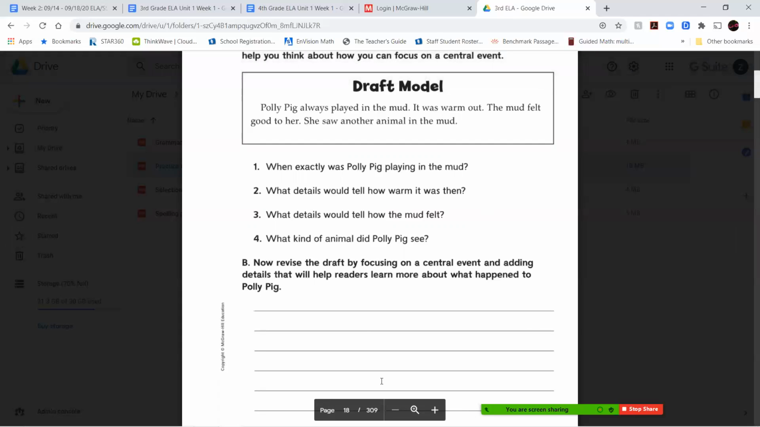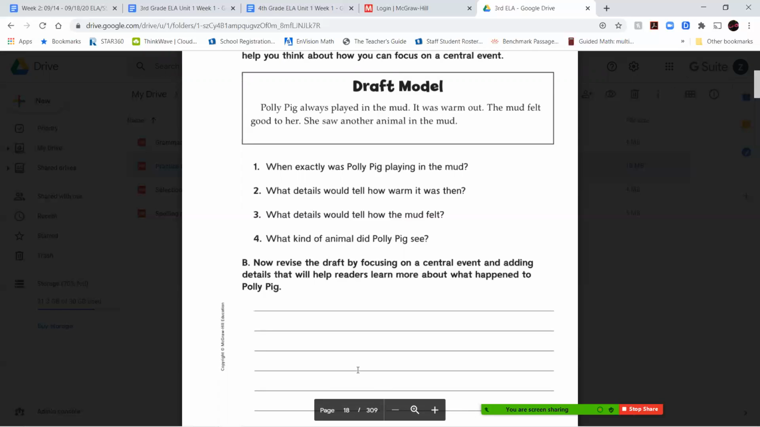So you can see how we took a very, very simple story that wasn't really connected and we made it more interesting. So those are ideas of how you can fill in your draft model. So you're going to come up with your own answers and write them in. And then when you rewrite your story, you're putting it all together so that it's a much more focused and detailed and interesting story for someone to listen to.